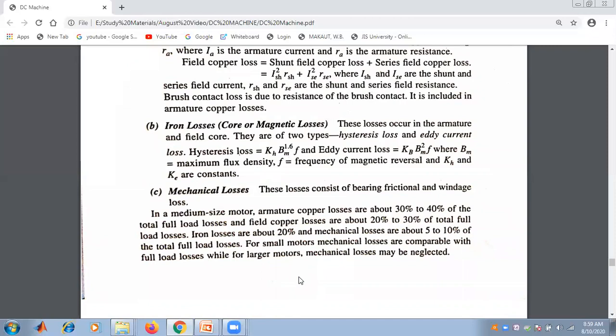So in a medium-sized motor, armature copper losses are about 30% to 40% of the full load losses, and field copper losses are about 20% to 30% of total full load losses. Iron losses are about 20% and mechanical losses are about 5 to 10% of the total full load losses. For small motors, mechanical losses are comparable with full load losses, while for larger motors, mechanical losses may be neglected.